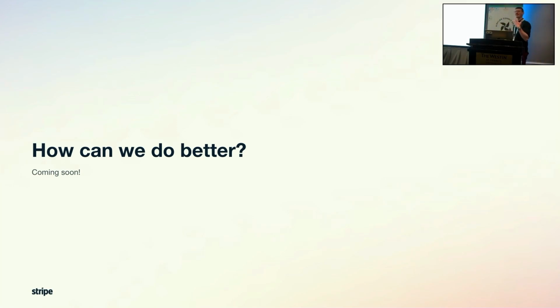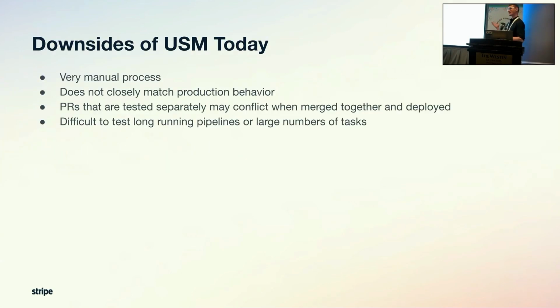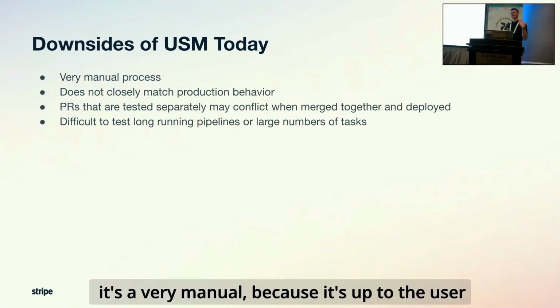Now, how are we trying to do better in the future? As mentioned, the thing that we have today, user scope mode, is extremely useful for our developers for their really tight inner loop of development and testing. You can iterate on the business logic of your Airflow task quickly and in a safe way. However, there are a number of downsides to the way that USM works today, a number of use cases that are not satisfied. So, one thing is it's a very manual process.